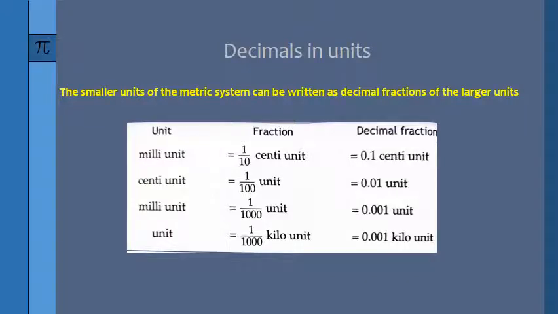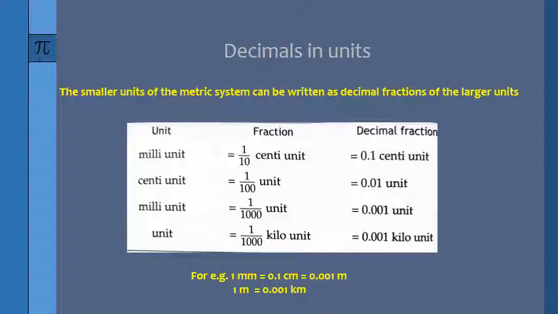For example, 1 millimeter, where the basic unit is the meter. 1 millimeter is equal to how many centimeter? Well, 1 upon 10 centimeter, which is equal to 0.1 centimeter. And 1 millimeter is equal to how many meters? Well, 1 upon 1000 meters. So it can be written as decimal fraction as 0.001 meter, right?